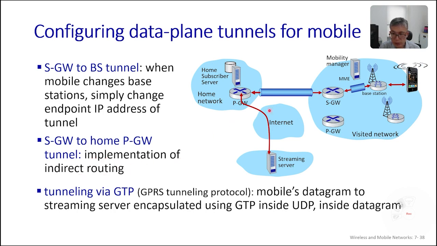The S gateway to home P gateway tunnel is the implementation of indirect routing. Say this is a streaming server; the correspondent node goes through the home network P gateway and the S gateway. This is the implementation of indirect routing, and tunneling via GTP, the GPRS tunneling protocol, is used. The mobile's datagram to the streaming server is encapsulated using GTP inside UDP, inside a datagram.